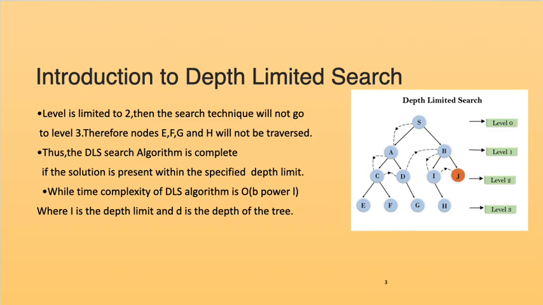I is treated as a leaf node, so we have to backtrack and visit the node J. So it reaches the goal state, and this algorithm is complete. Here the level is limited to 2, so the search technique will not go to level 3. Therefore nodes E, F, G, H will not be traversed. So the DLS algorithm is complete if the solution is present within the specified depth limit.